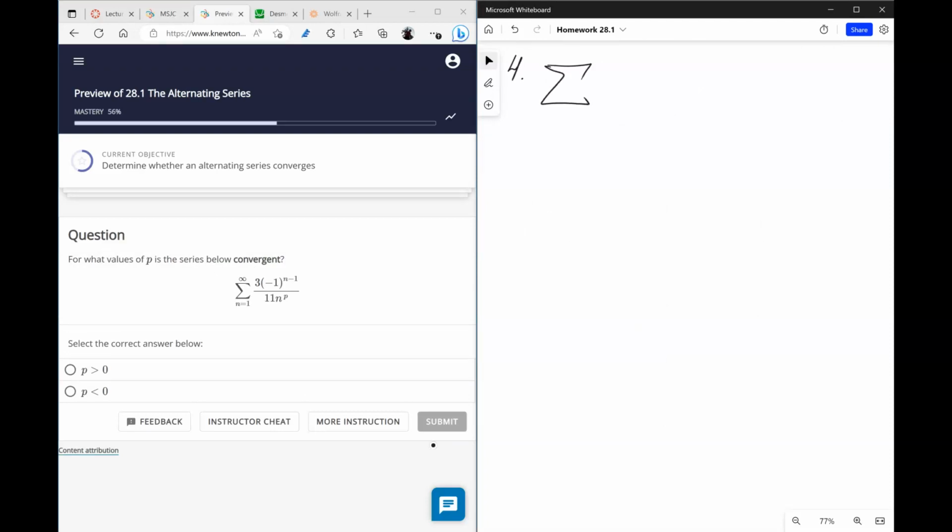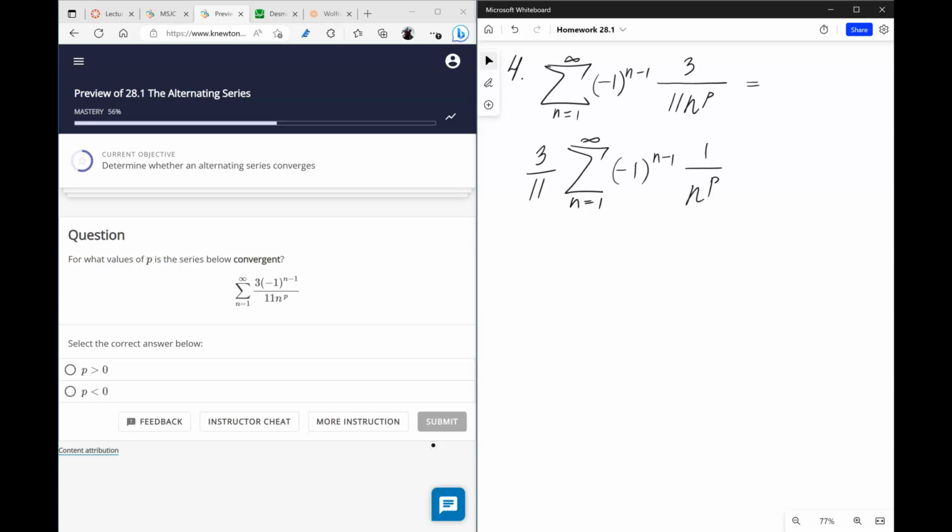Number 4. We have another alternating series. Again, I'll write the alternating sign term here. And technically, the coefficient can be written out completely. So this series is exactly the same as this series. Notice how I cannot take the alternating term out because it has n in it. But I can take 3/11 out. And what we have left is just the p series.